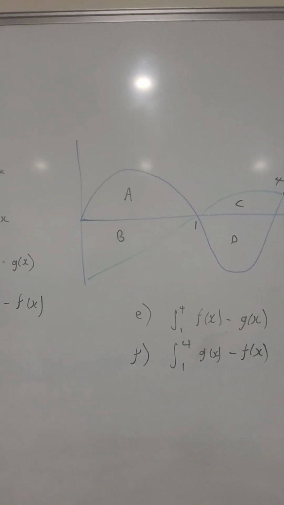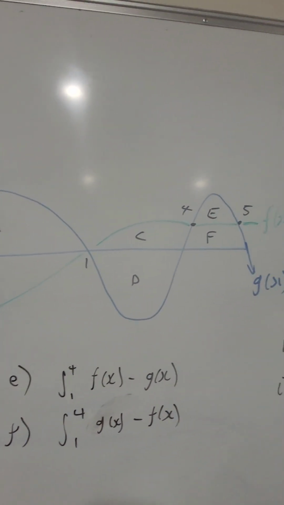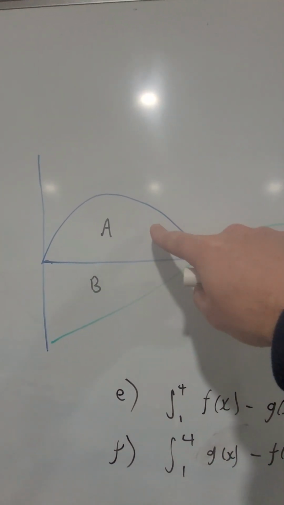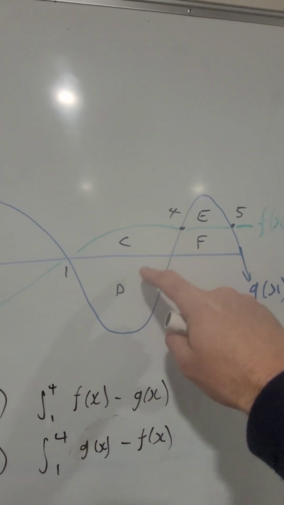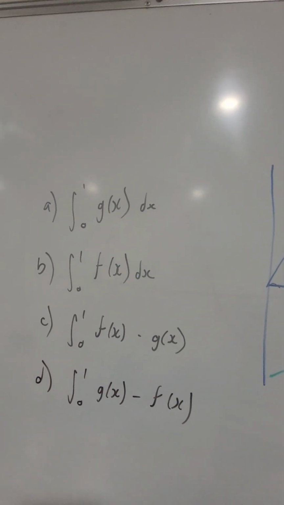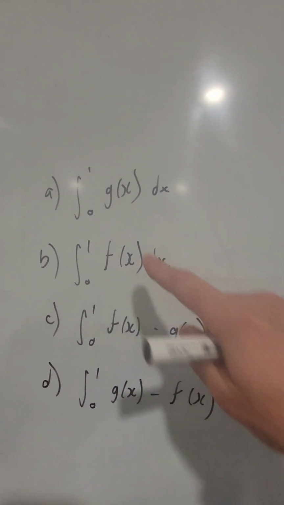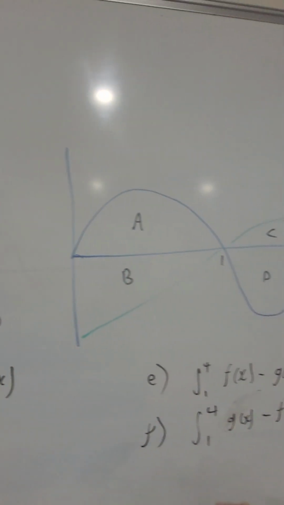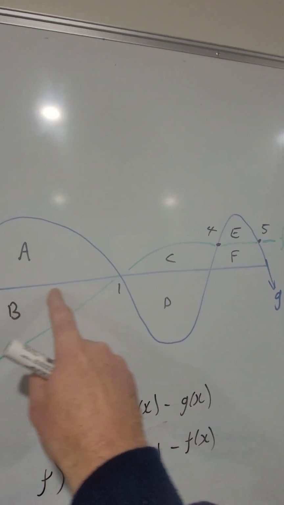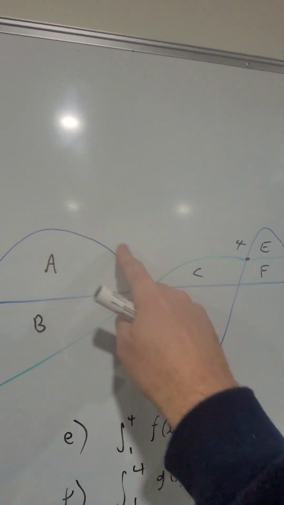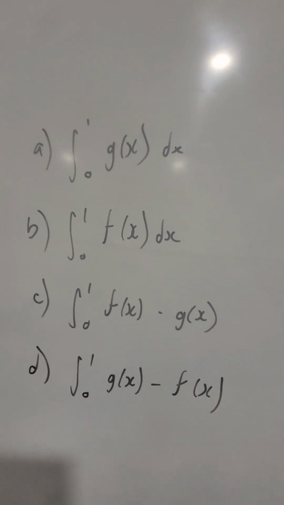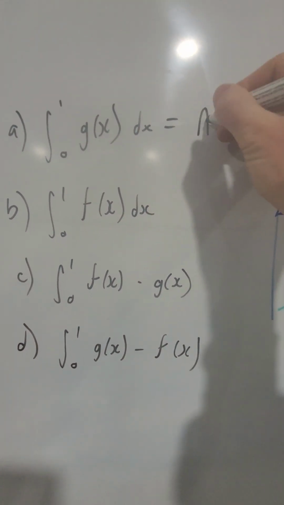All right, so we got this question here where we have these two functions intersecting at 1, 4, and 5, and we're told the area of these regions A, B, C, D, E, F. So we just start with part A. Part A says the integral from 0 to 1 of g of x. So g of x is our blue function. So if I'm going from 0 to 1, the area under the blue function, that's going to be A. So our answer from 0 to 1 of g of x is A.